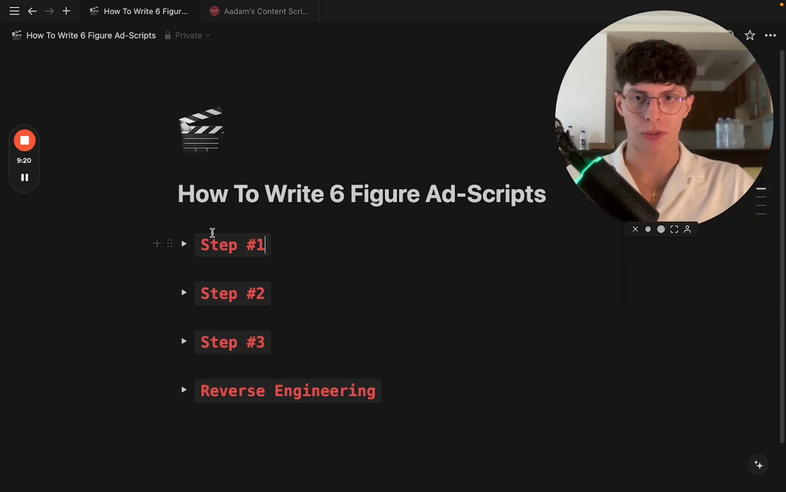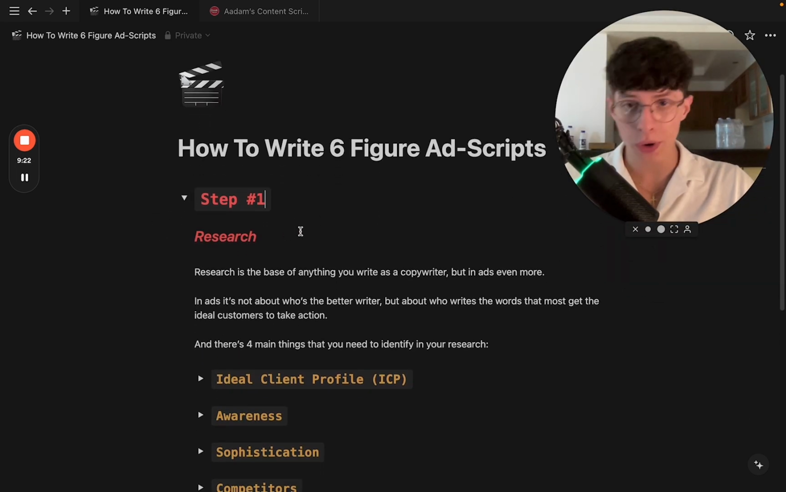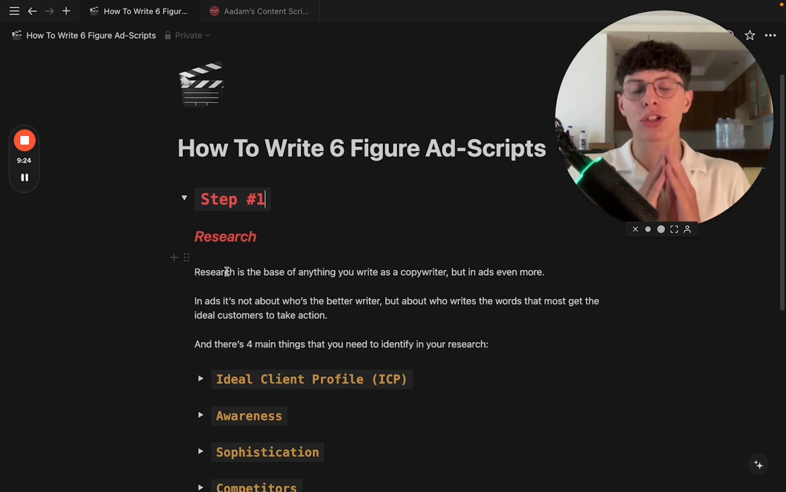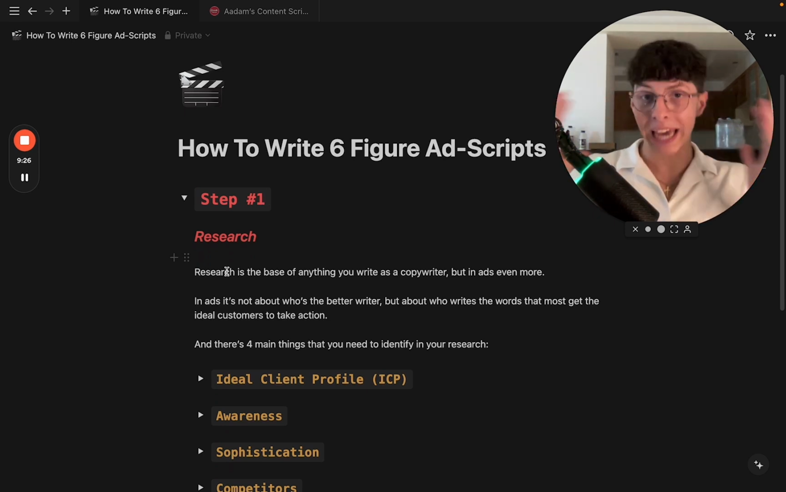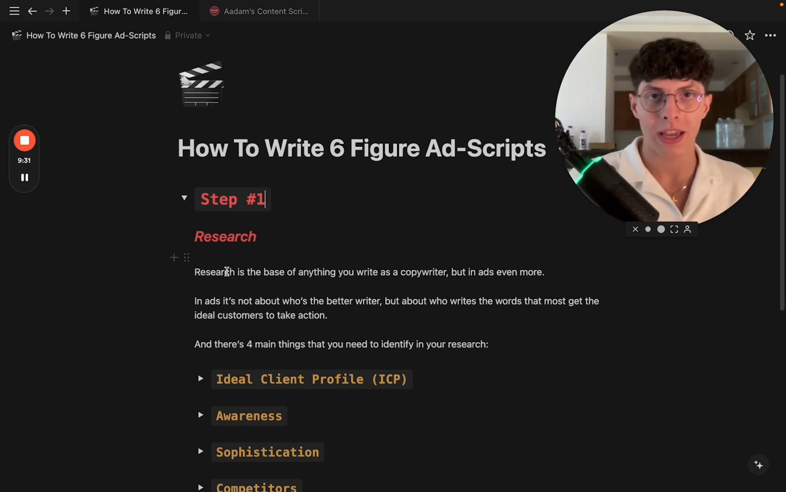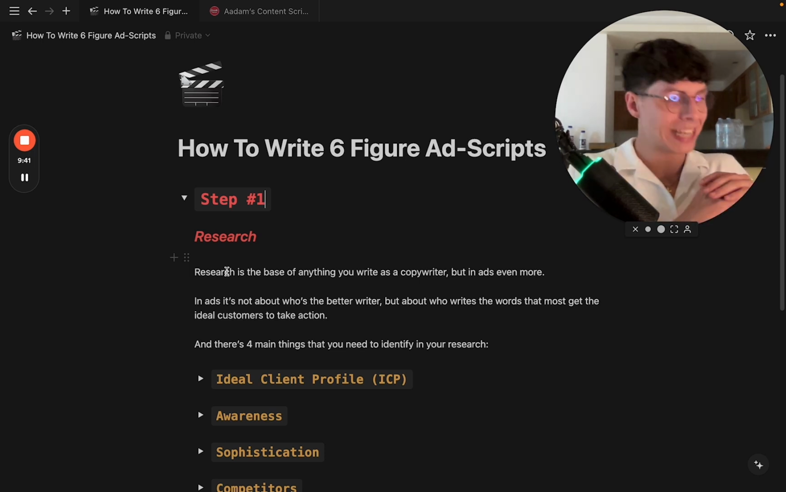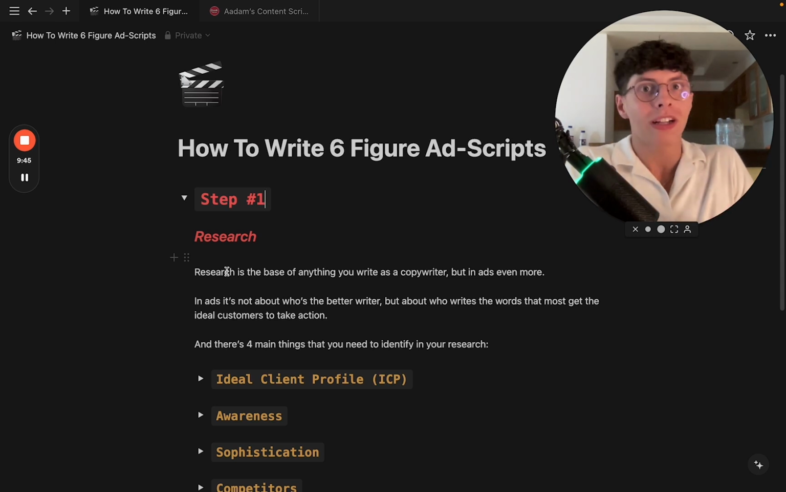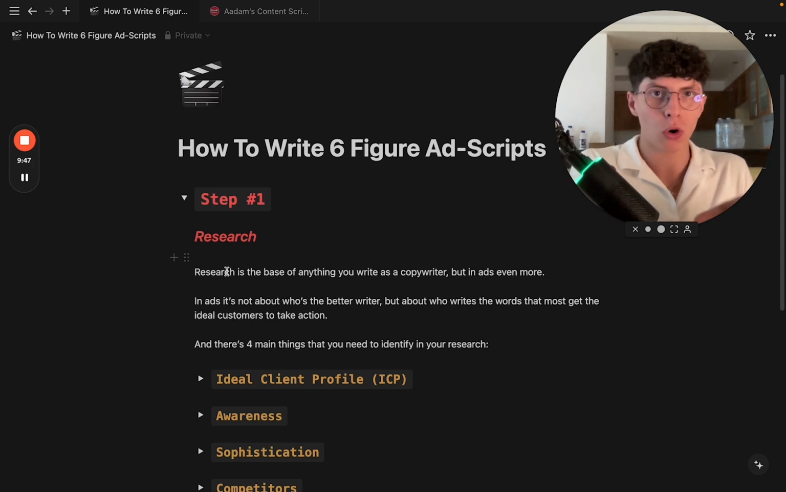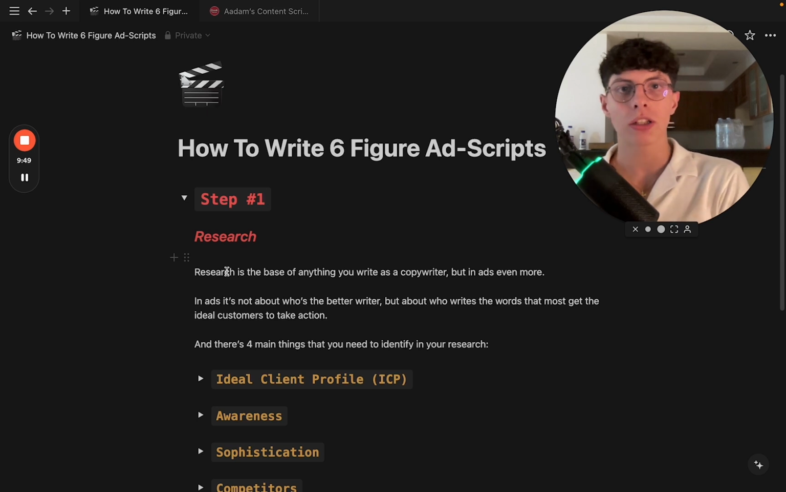So let's not waste any time and let's get started with step number 1 on how to write 6-figure ad scripts, okay? Step number 1 is research. Yes, research is the base of anything you write as a copywriter, but when it comes to ads, it's even more. When it comes to ads, literally, it's not about who's the better writer. You don't need to be a great writer to write ads. The opposite. You need to use very basic language, but you need to use the right words, because those are the words that are going to trigger your target audience.